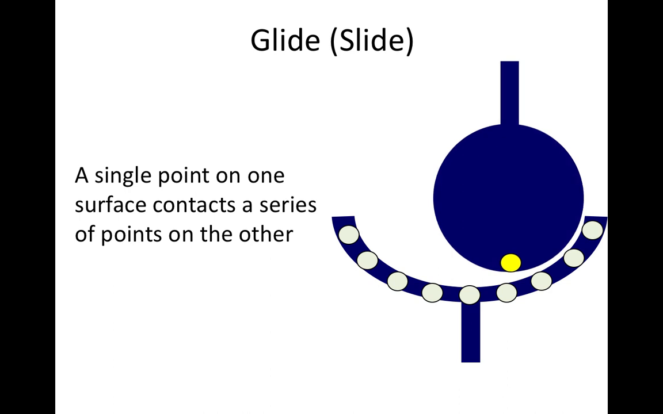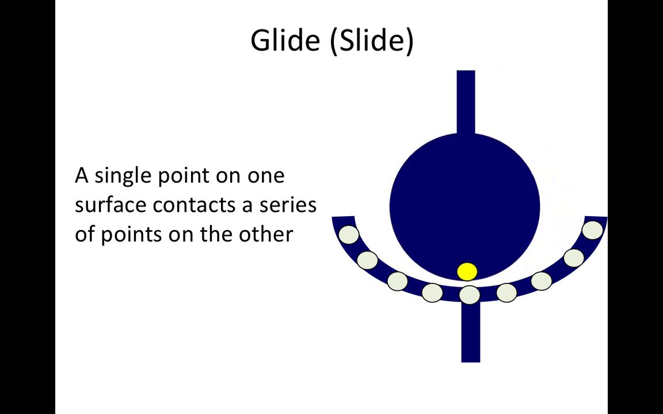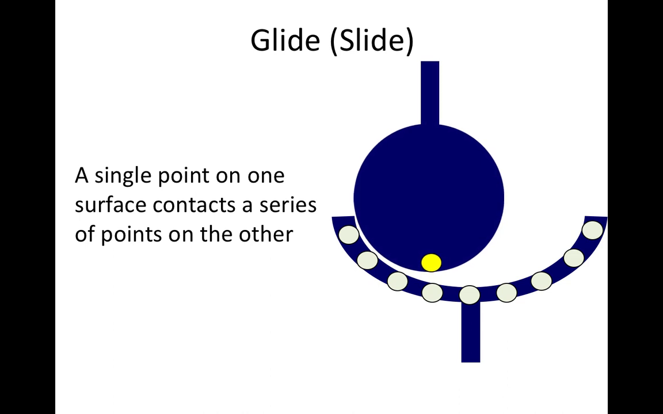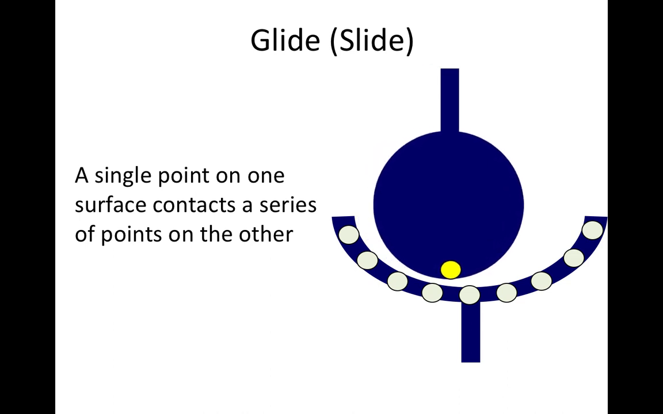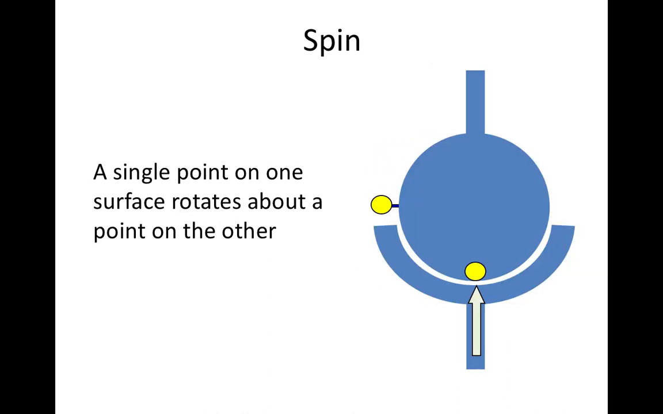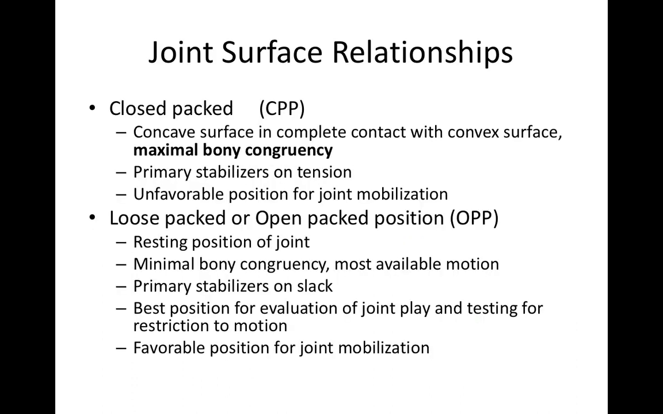By definition, a glide or a slide is going to include a single point on one surface contacting a series of points on another surface. A spin is going to be a single point on one surface rotating about a point on another, similar to a spinning top. So these joint surface relationships are going to be really important moving forward. You're going to want to be able to recognize and name what some of these joint surface relationships are.